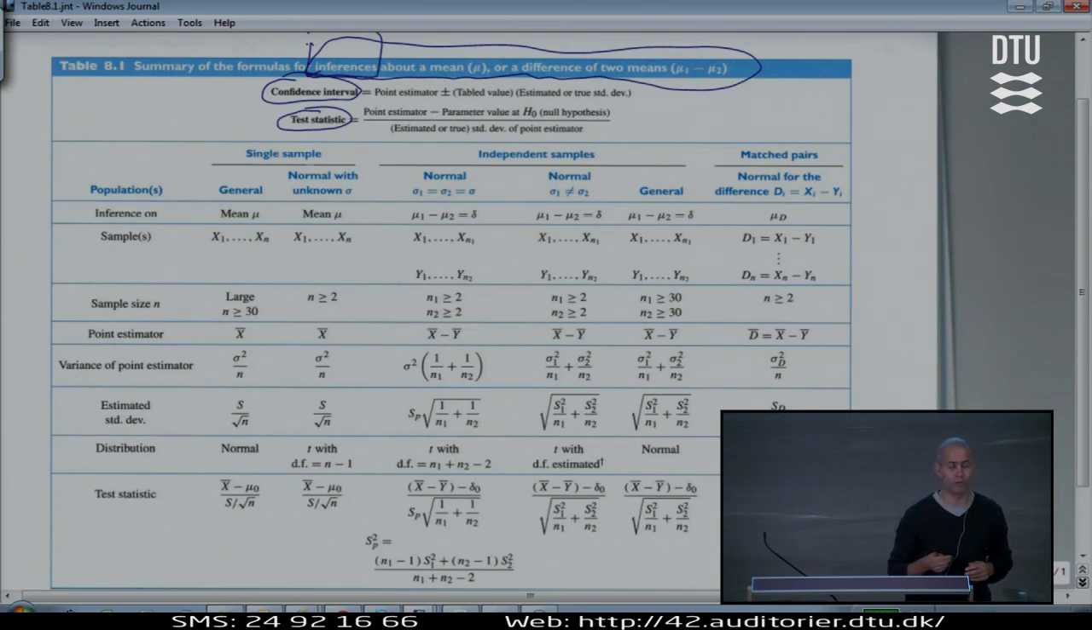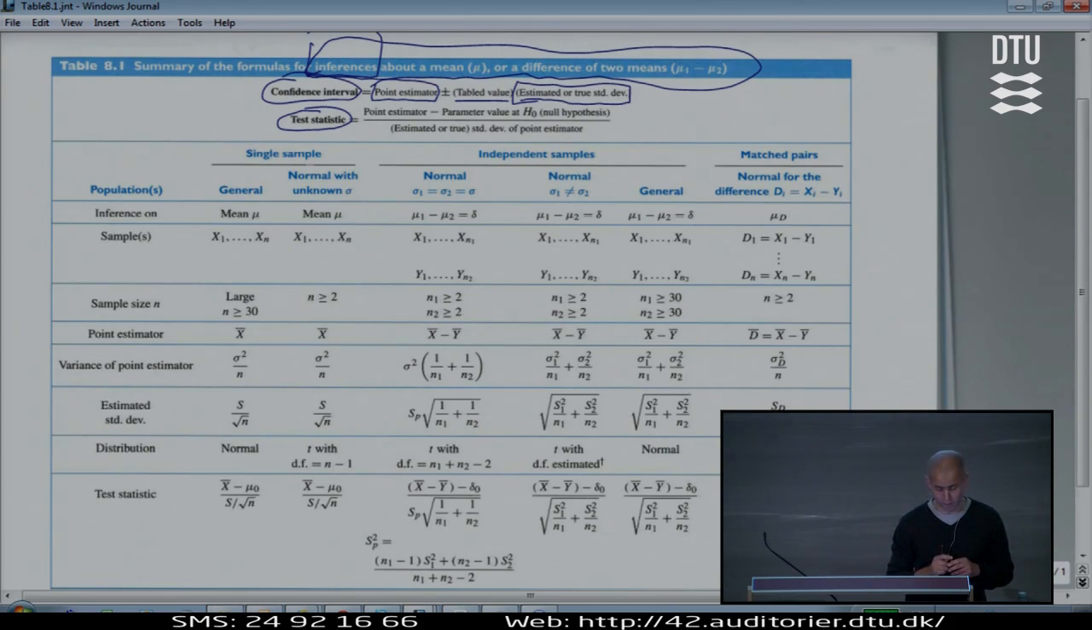Inference is the generic word for what we do, trying to say something about the world, the population, based on some sample data. Now, the confidence interval, always, as we've seen it so far, when it has to do with means or difference of means, comes as a point estimator plus minus some value, that is a t or a z coming from a table, times some kind of standard deviation from the sampling distribution, right?